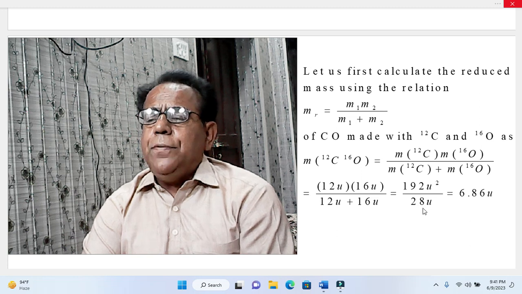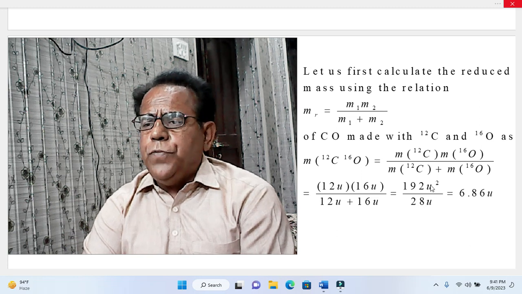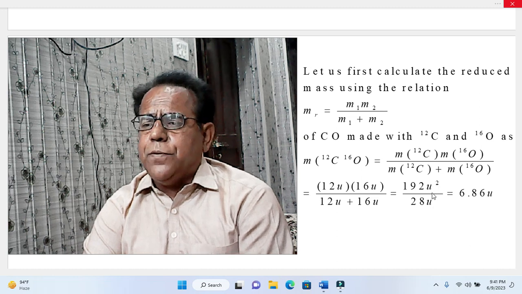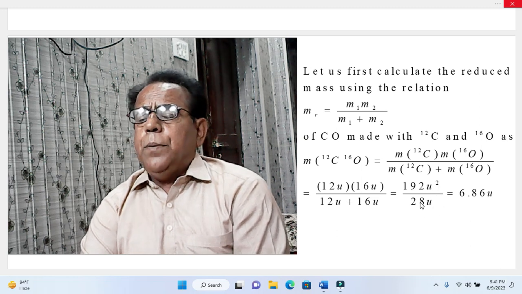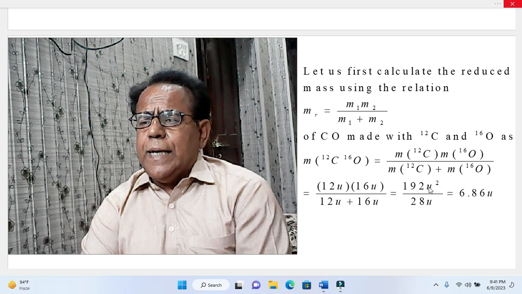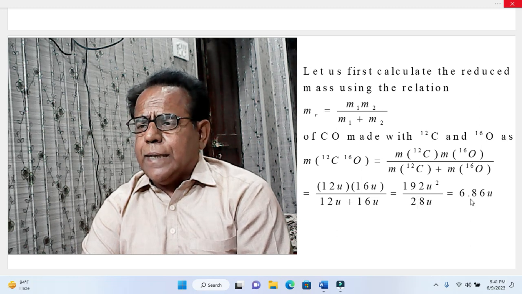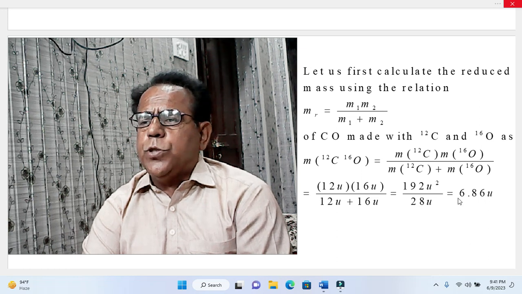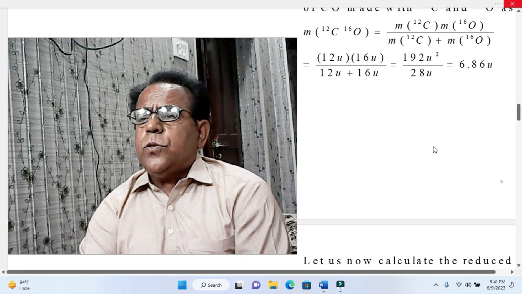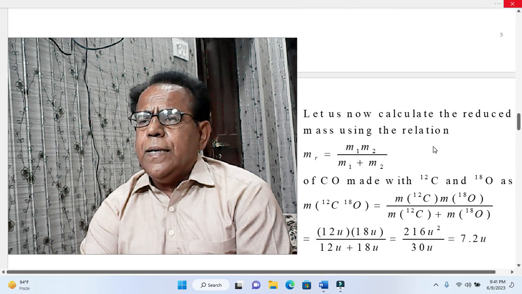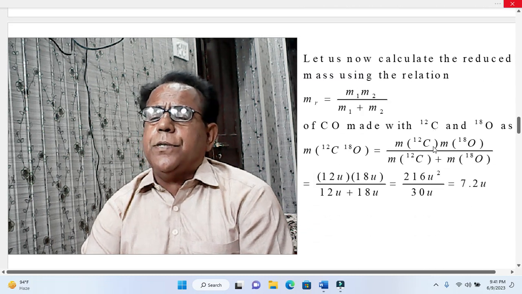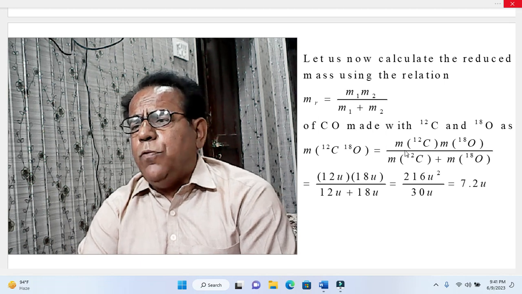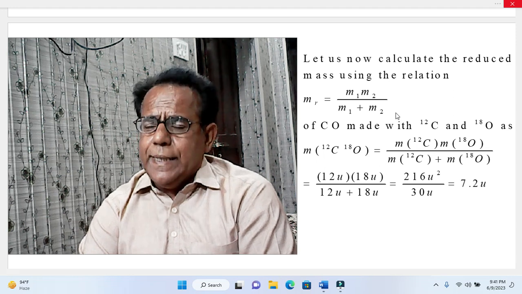When we solve this, one u will be cancelled, and instead of u square we will be left with only one u. Moreover, when 192 is divided by 28, we will get 6.86u. So it is the reduced mass. One segment of this problem has been solved. Now we move to the second segment of this problem.